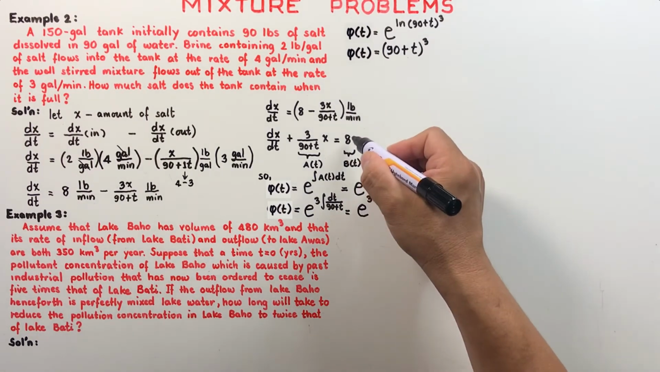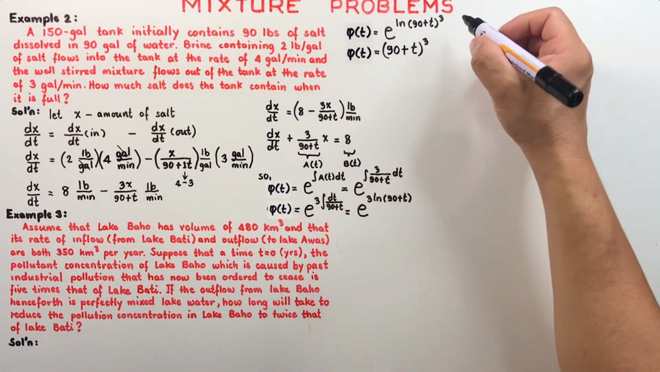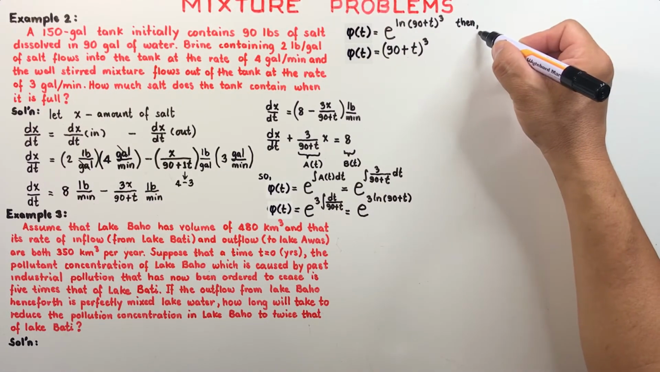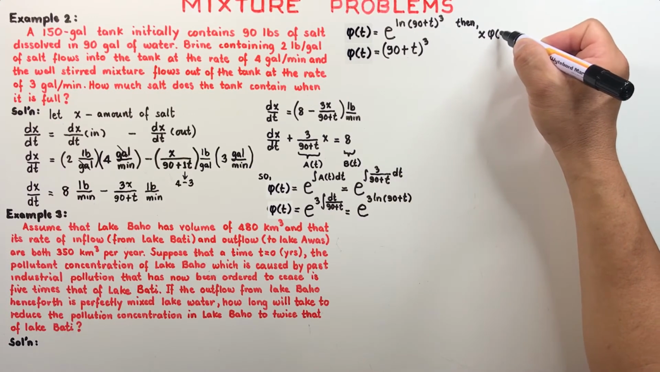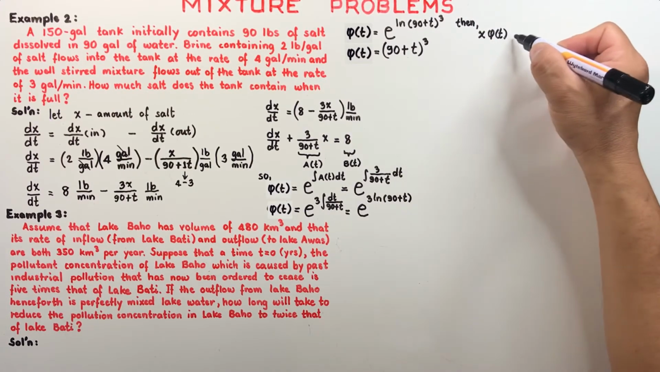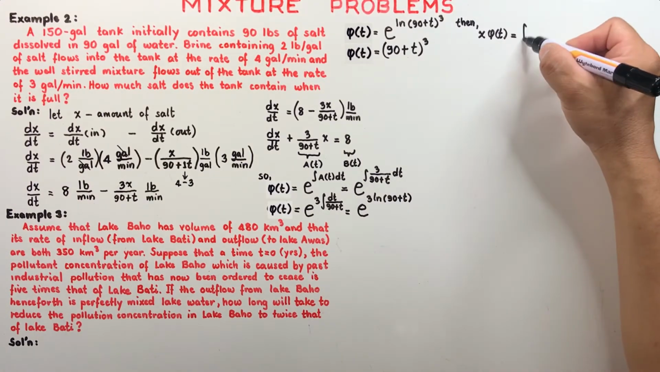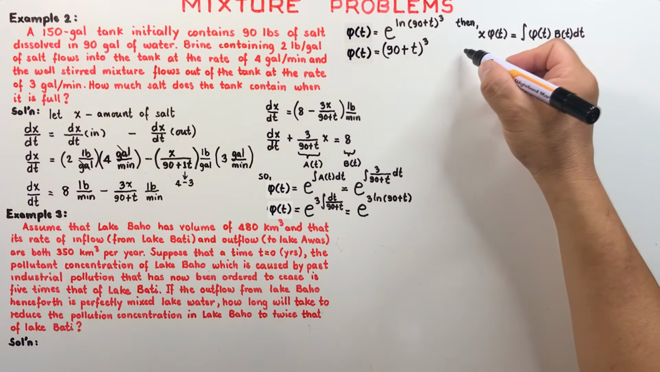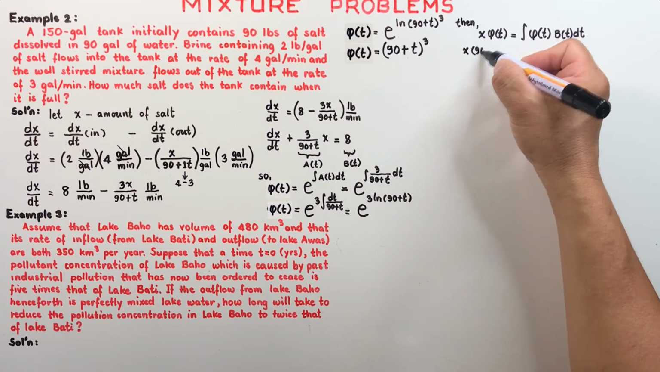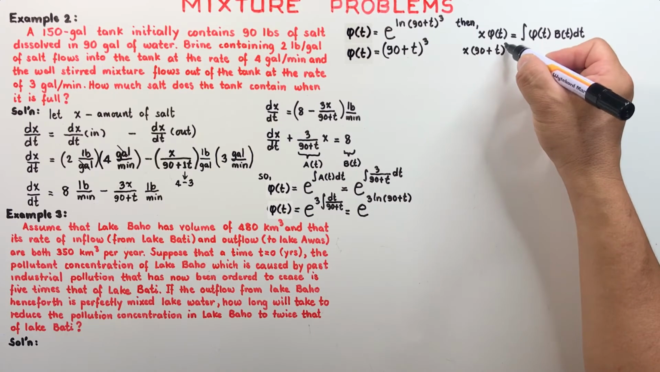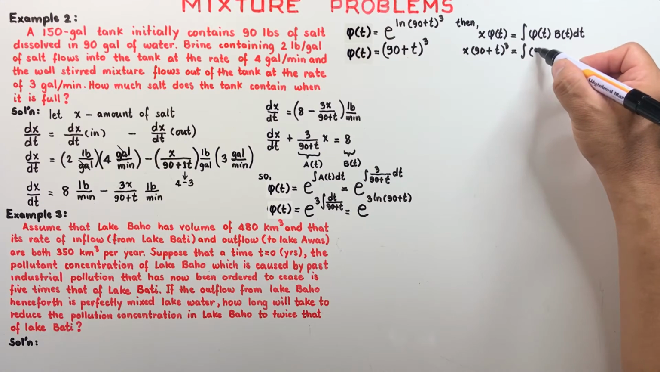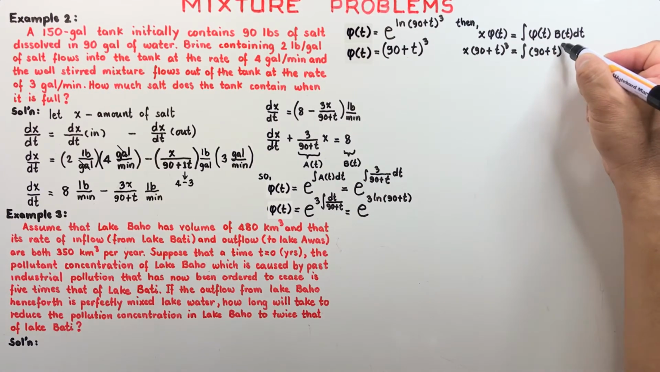Then we can solve this first order linear differential equation by writing x times the integrating factor phi of t, which is equal to the integral of phi of t times b(t) dt. We know that our integrating factor is 90 plus t to the power of 3, which is equal to this integral of phi of t, which is again 90 plus t to the power of 3.